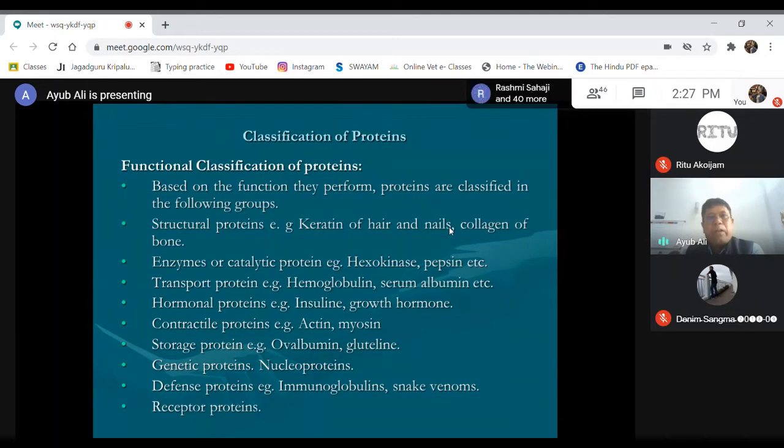Then receptor proteins, some of the proteins are present as a receptor of the hormones. So like that, based on what type of function is performed by the proteins, they may be classified into many groups. So these are the groups: the structural proteins, enzymes, transport proteins, hormone proteins, contractile proteins, storage protein, and so on.